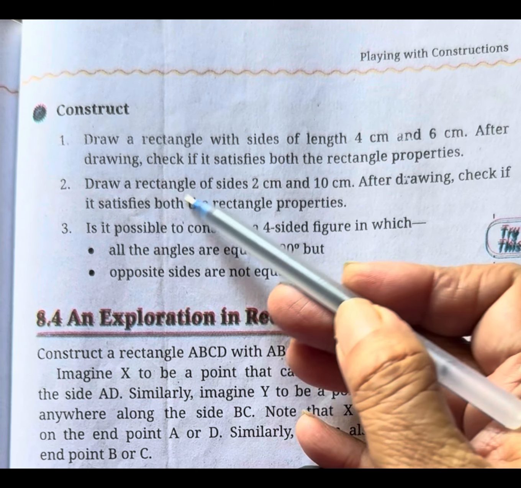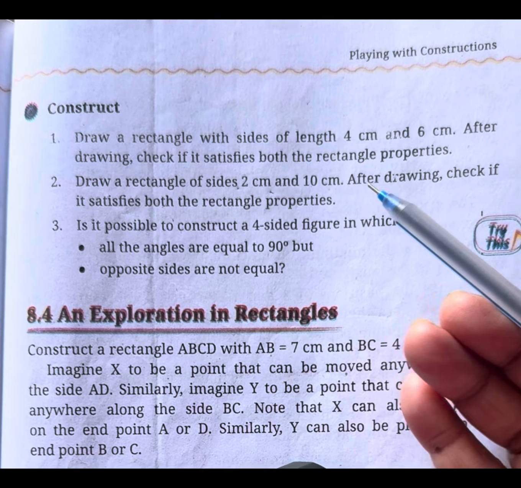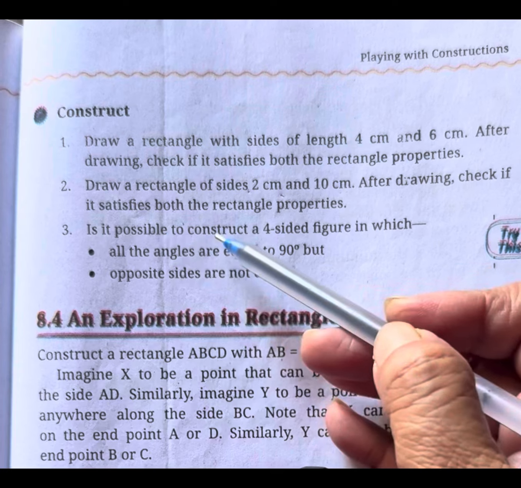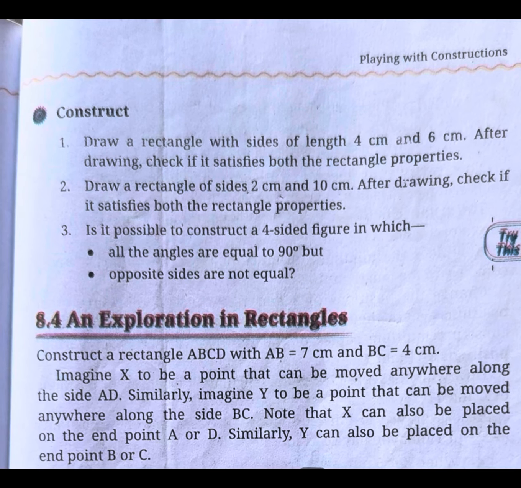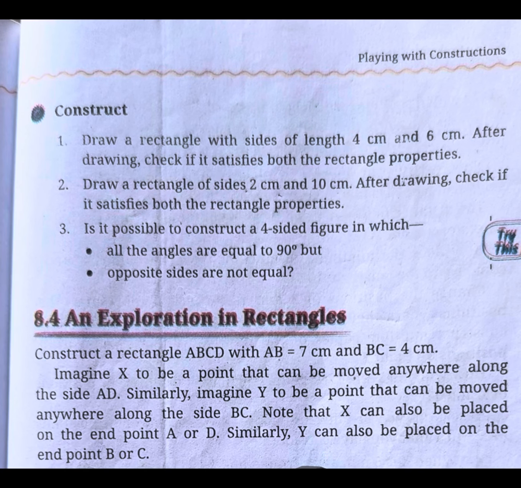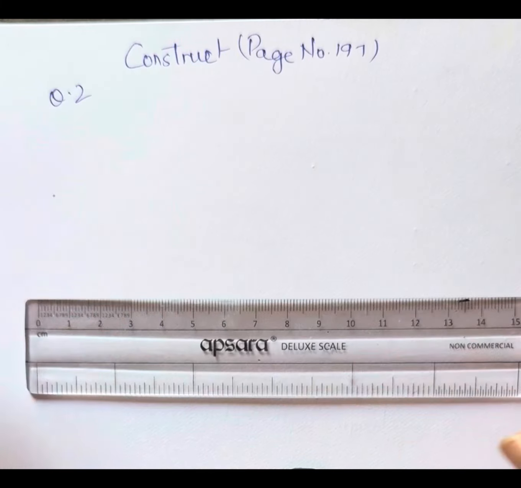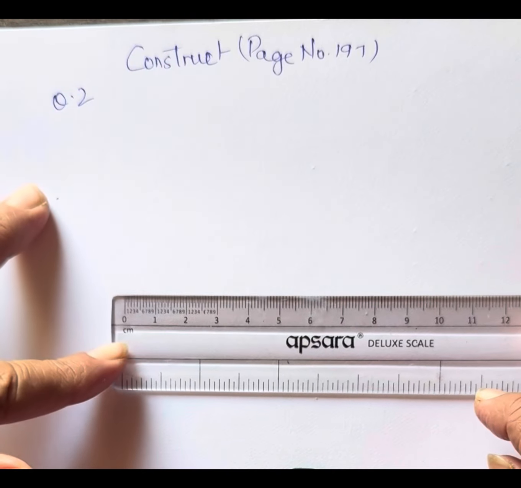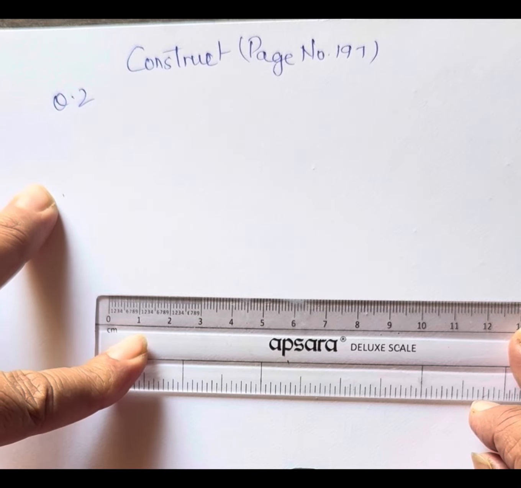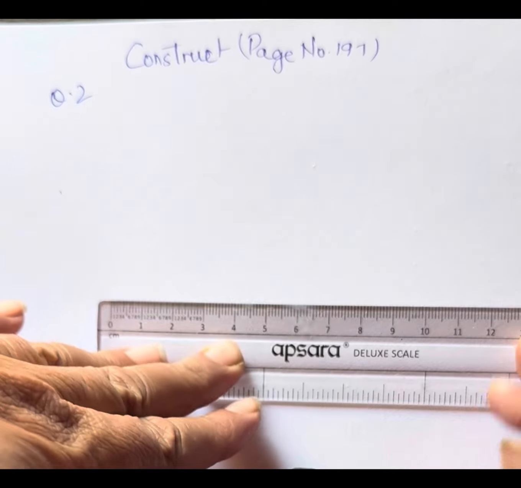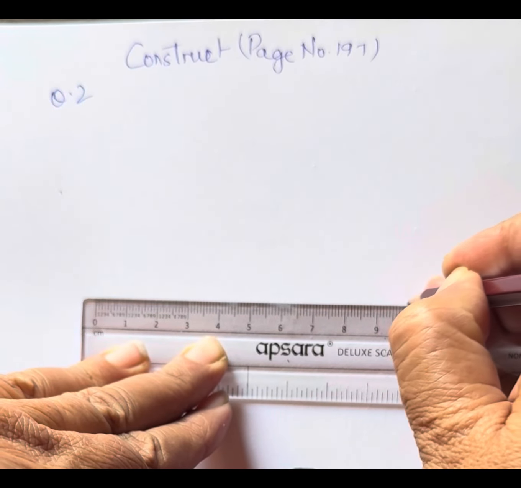Question number 2. Draw a rectangle of side 2 centimeter and 10 centimeter. After drawing, check if it satisfies both the rectangle properties, right? So it is similar to question number 1, only the length of the sides are changed. Now we want a rectangle with the length as 10 and the breadth as 2 centimeters. So first we draw a baseline with 10 centimeters.